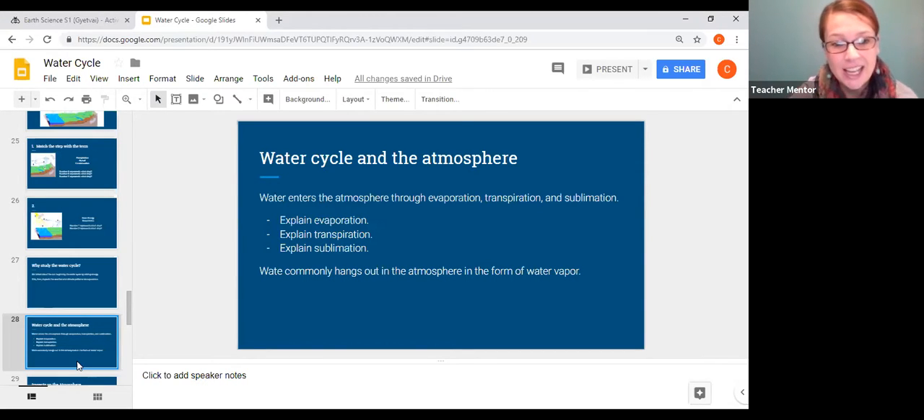Great. Thank you. And so finally, sublimation. How could we explain sublimation? This is the process that happens in drier, very cold climates. Sublimation skips the liquid stage of water. So it is where snow or ice will directly change into water vapor. Okay, good. So all of these forms are water vapor. And so that's what we're going to find in the atmosphere. So water vapor is going to hang out in our atmosphere for the water cycle.